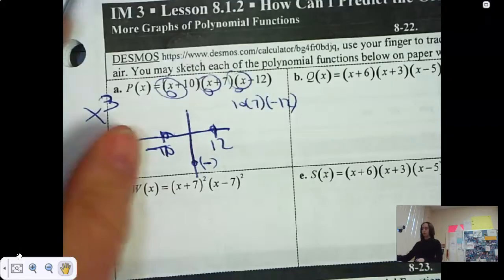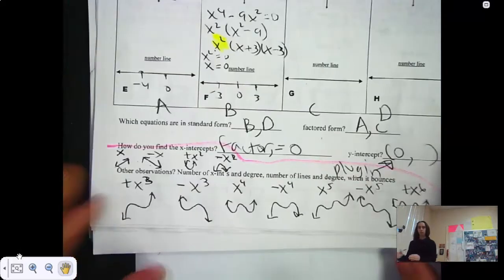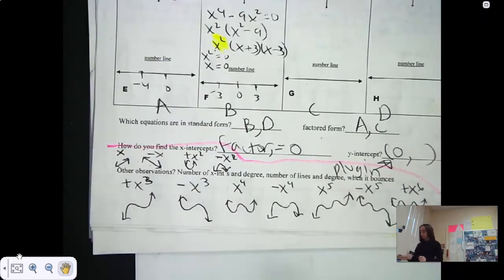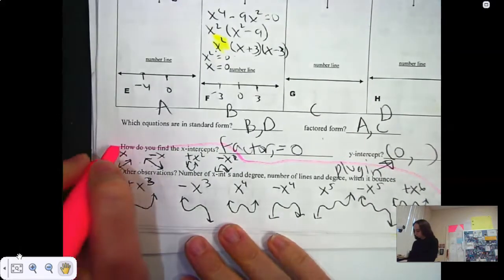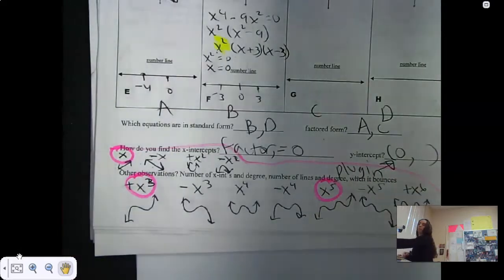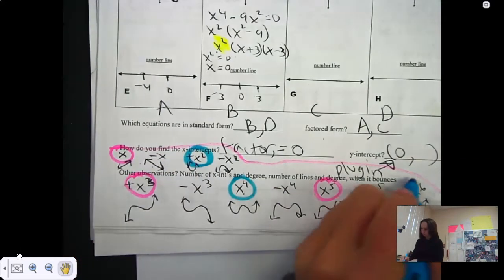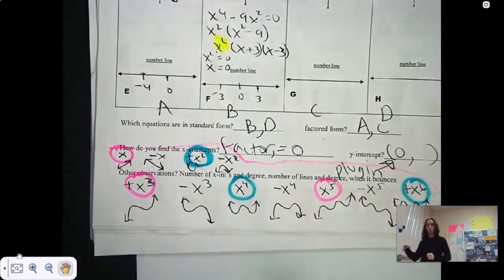So I want us to go back to the page that I started having you write down. Let's see if I can find it. Back here. I'm hoping you can find some trends, some things that are the same. I'm going to circle these in pink, and I'm circling these in blue. I want you to notice where they start, where they end, and what kind of behavior they have.